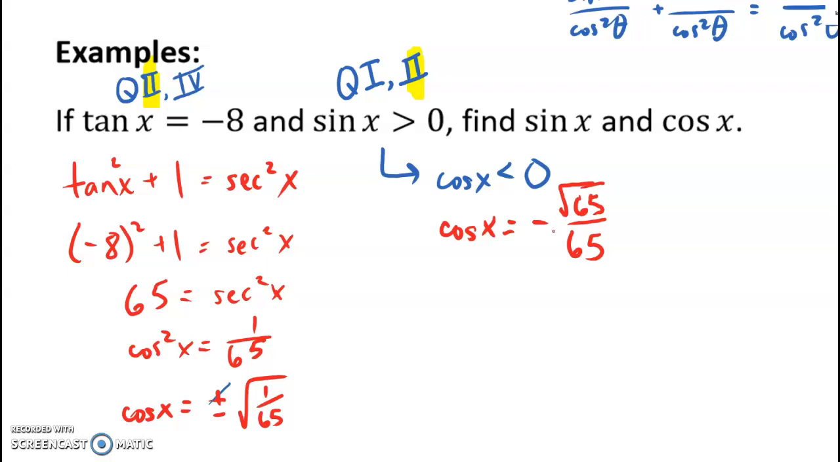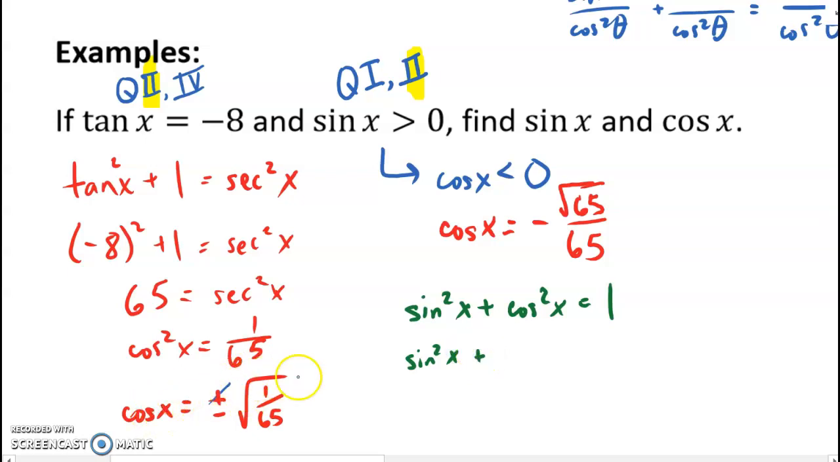Let's go to the Pythagorean identity again and remember that the sine squared of x plus the cosine squared of x has to equal 1. So the sine squared of x plus, when you square the cosine of x, you get 1 over 65. And that's going to equal, I'll write it as 65 over 65, anticipating the need for common denominators. So when I subtract 1 over 65 from both sides, I get sine squared of x equals 64 over 65.